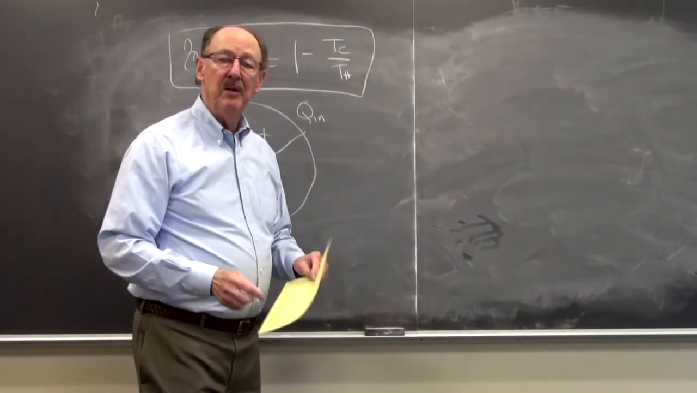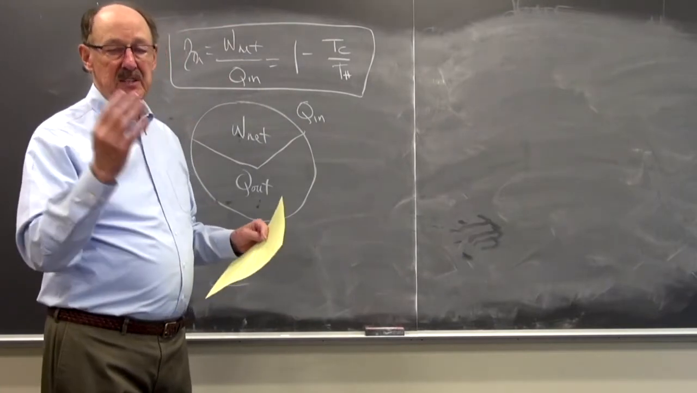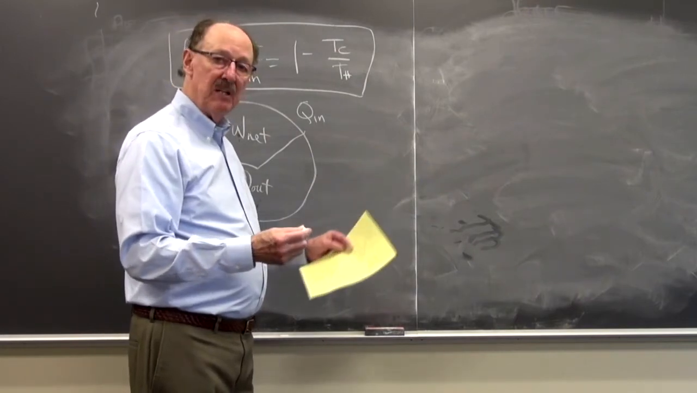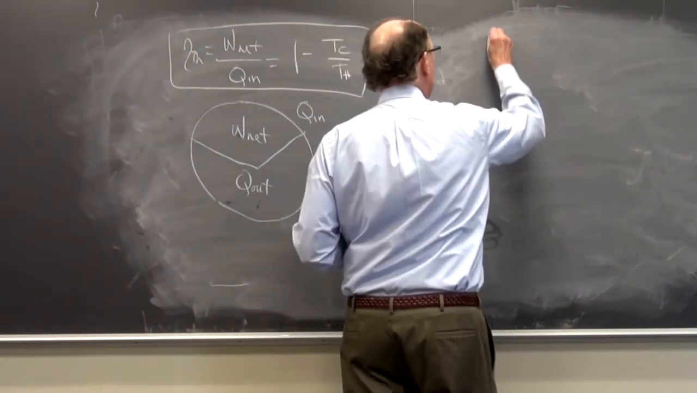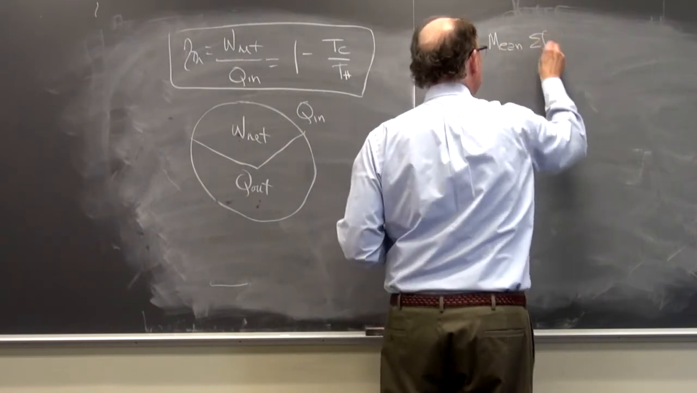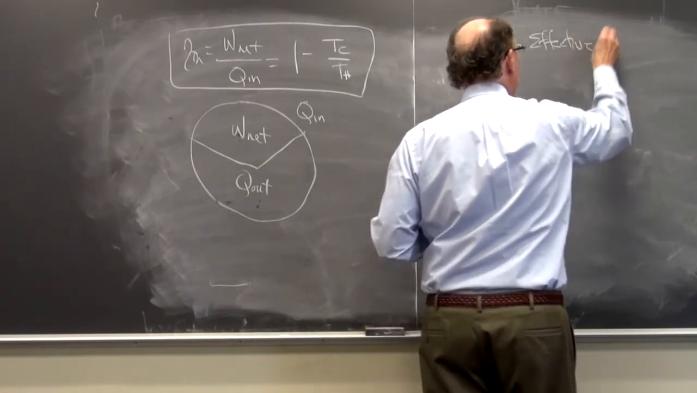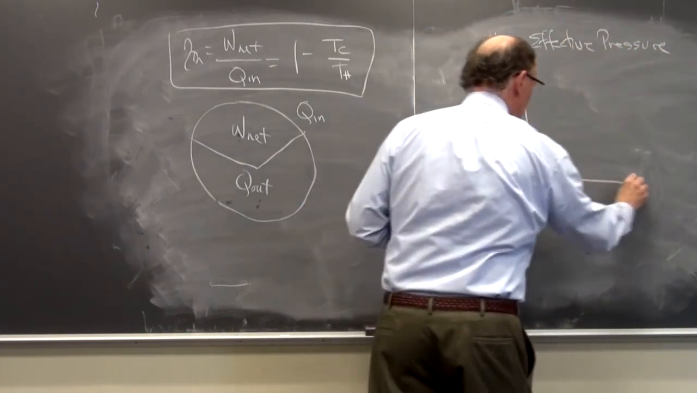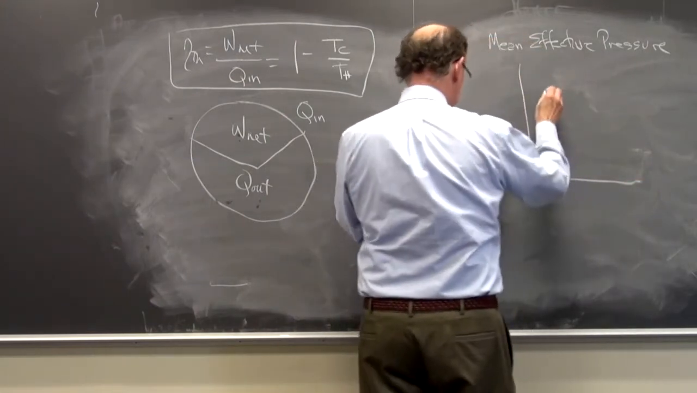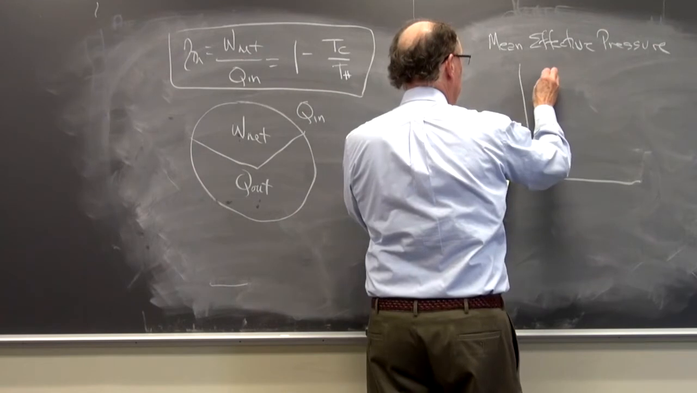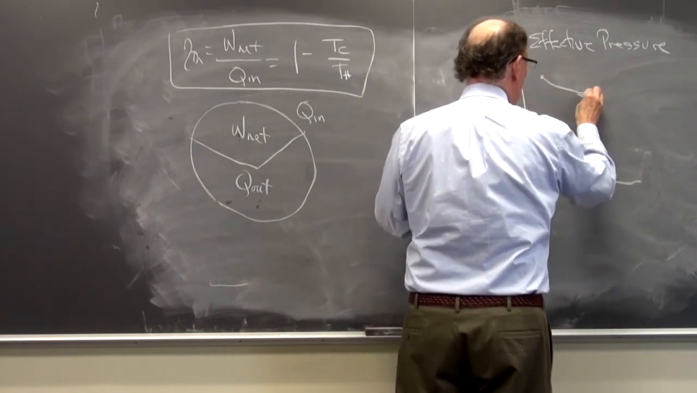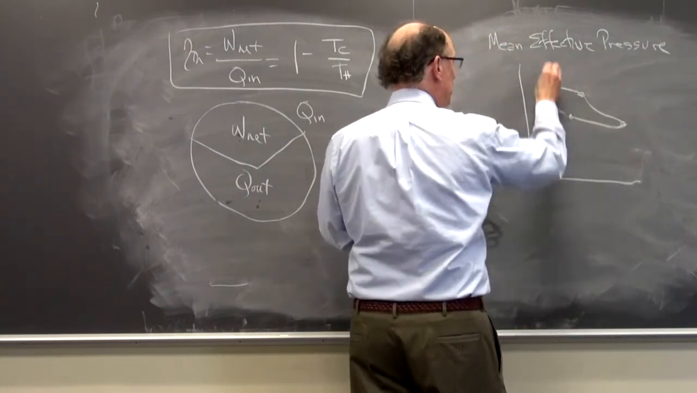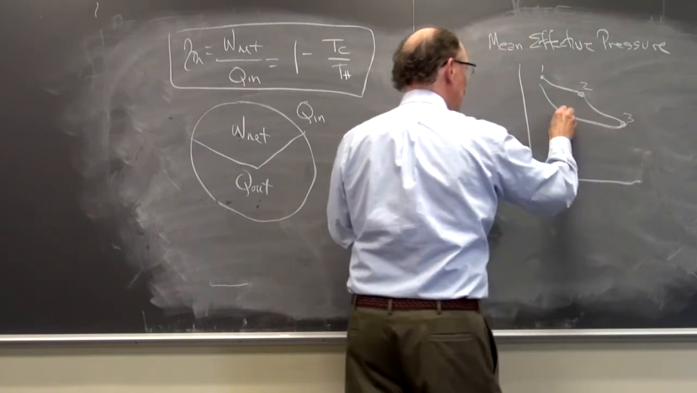Another concept when we're looking at reciprocating devices, in this case a reciprocating engine, is mean effective pressure. I'll draw this again. So we have the processes. I'm going to leave a little more room below this, like 1, 2, 3, 4.